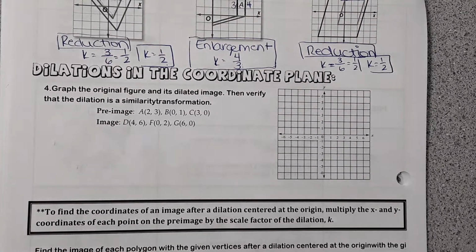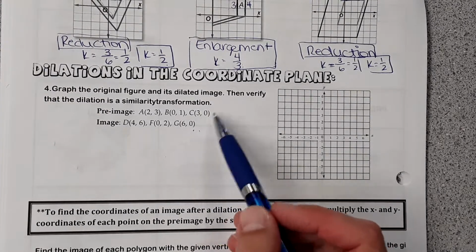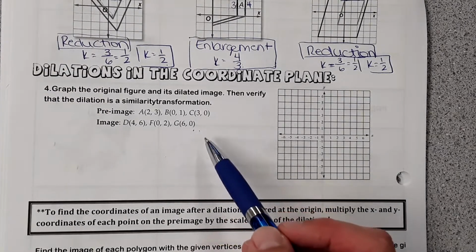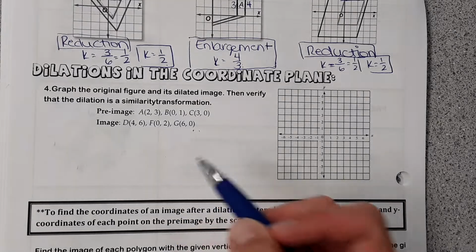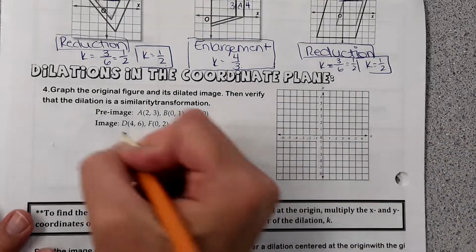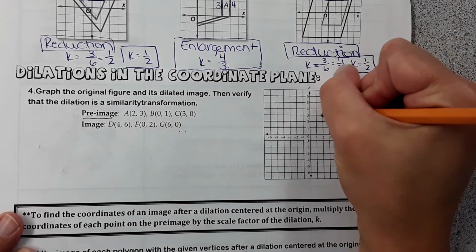Okay, number 4. It says graph the original figure and its dilated image, then verify that the dilation is a similarity transformation. So we're going to graph these two. If they're similar, their side lengths will be proportional based on a scale factor. So we're going to start by graphing the pre-image. I'll use pencil for the pre-image. A is 2, 3, so we'll just plot these points.